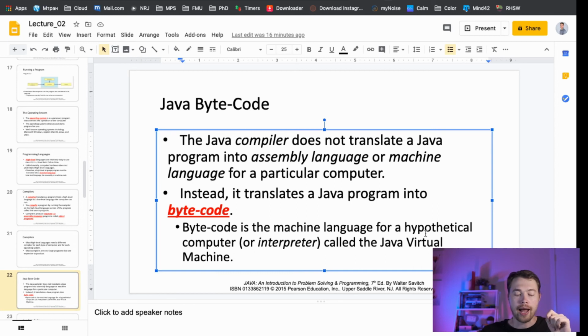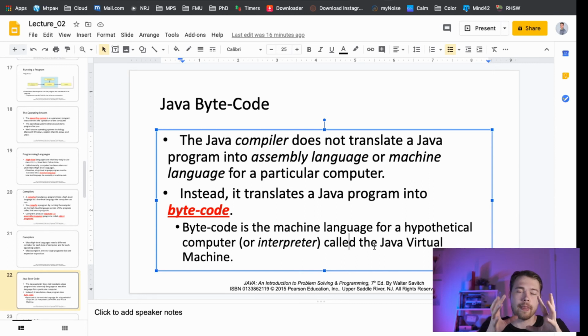Bytecode is machine language for a hypothetical computer, also called an interpreter, called the Java Virtual Machine. So here's basically what's happening. Java creates a Java Virtual Machine, which is basically a virtual computer. That virtual computer exists for every possible processor, and that's why Java developers only have to write one source code. For example, I'm running my Windows Intel processor, and I can send that to be run on your iOS. I think Apple has its own chips for iPhones.